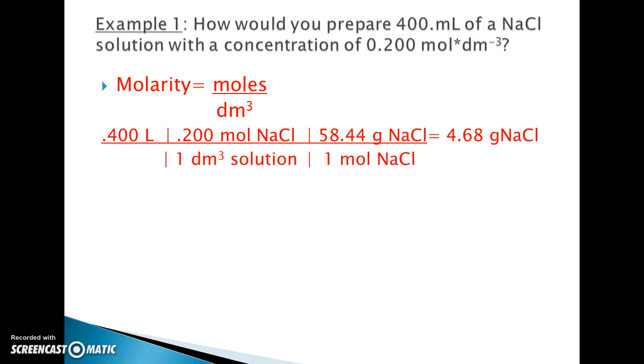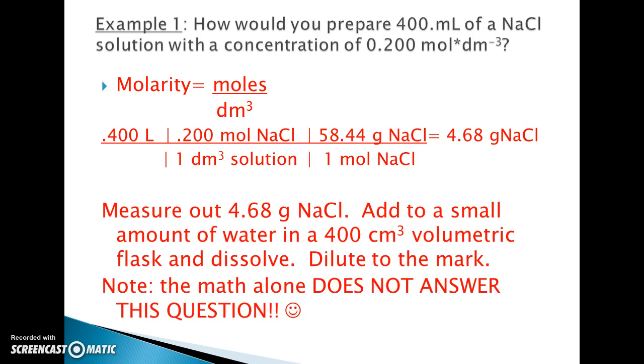However, it's important to note here that that's actually not what the question asked. It asked, how would you prepare 400 milliliters? So the first step is figuring out how many grams you would need, but then I need to actually describe how I would make the solution. So I'd measure out 4.68 grams of sodium chloride. I'd add it to a small amount of water in a 400 centimeter cubed volumetric flask and dissolve, and then I would dilute to the mark.